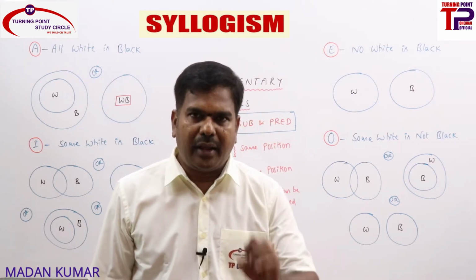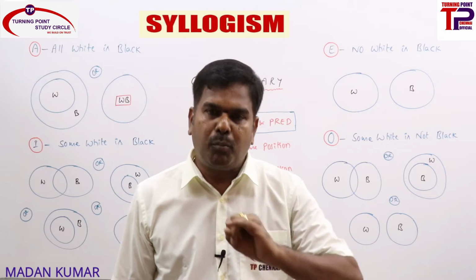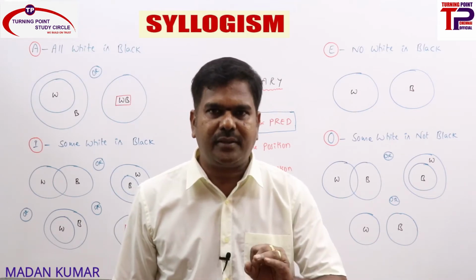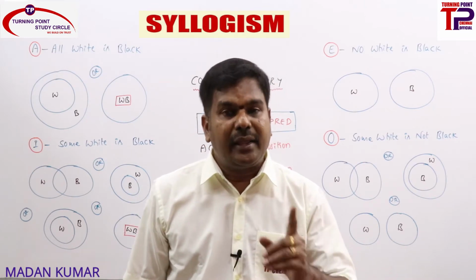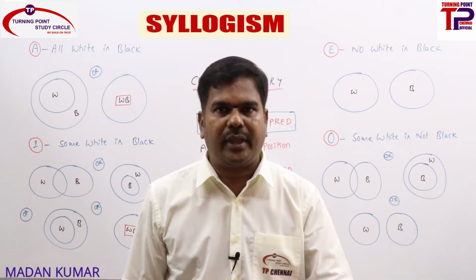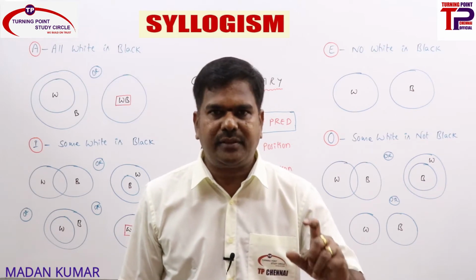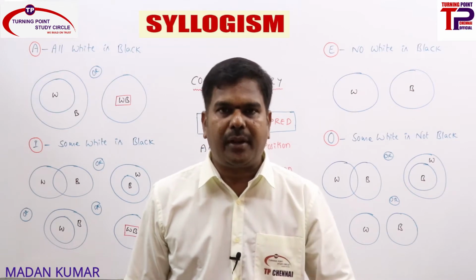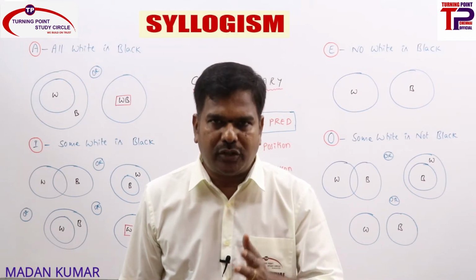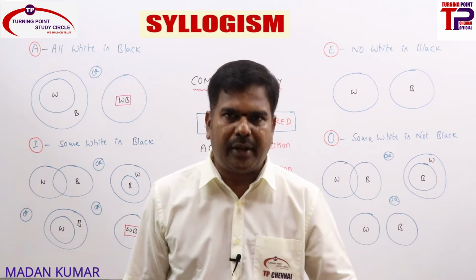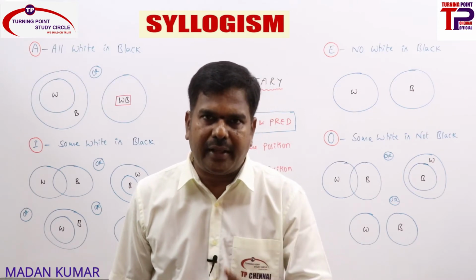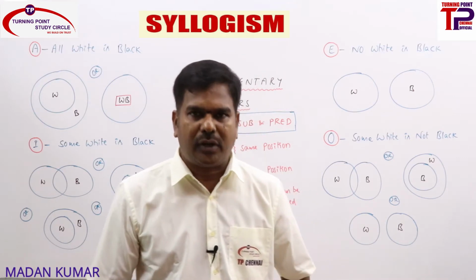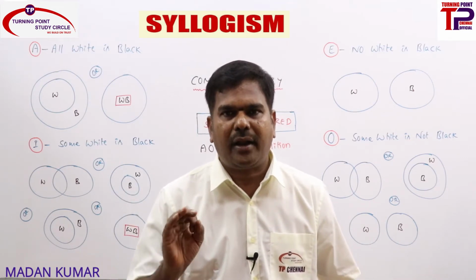So always remember, both positive cases cannot be a complementary pair. Both negative cases cannot be a complementary pair. Entire positive means A, entire negative means E. A and E also cannot be a complementary pair. So both positive cases, both negative cases cannot be a complementary pair. We have only 3 pairs. What are all those? AO pair, IE pair, and IO pair.